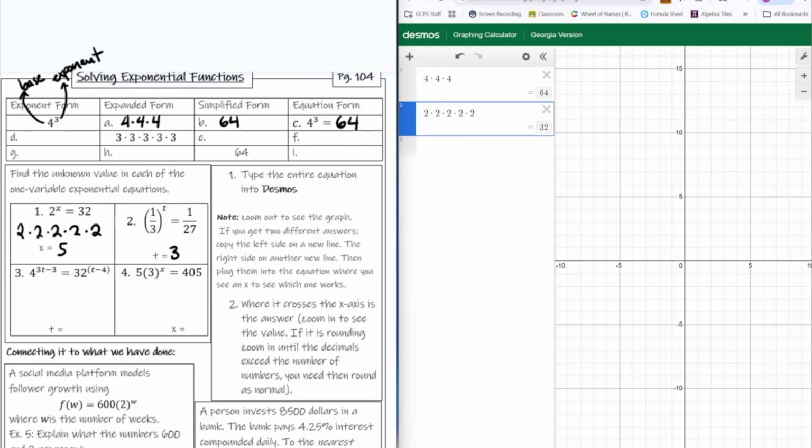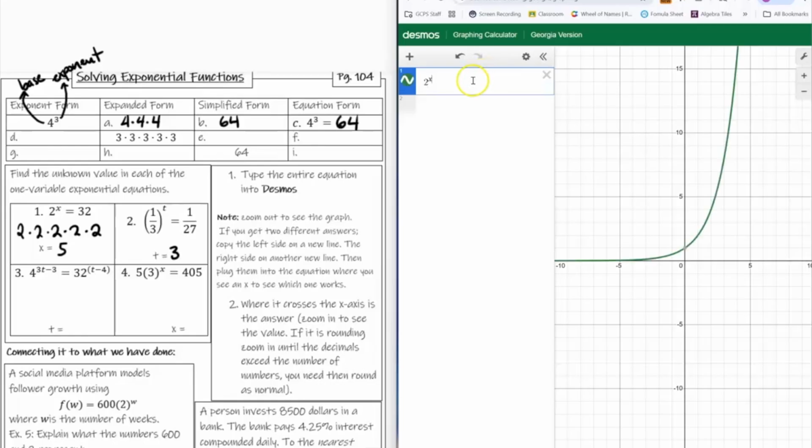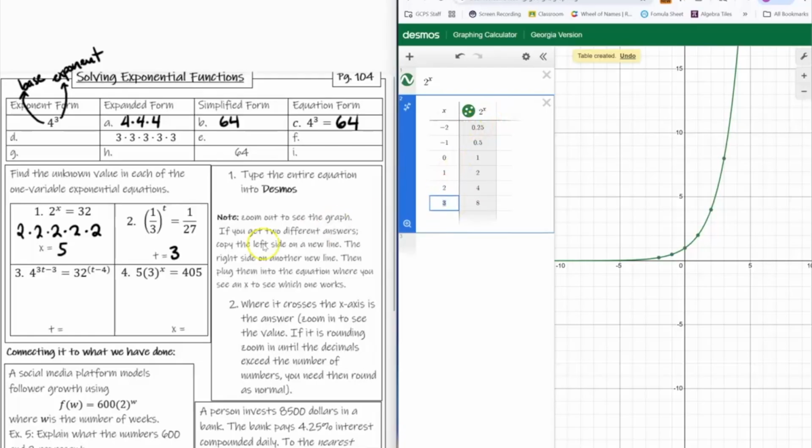Now I've talked to you about how to do that by hand, but of course we are also going to do this by calculator. So go ahead and type in the exponential form, which is going to be 2 to the power of x, like we've done in this unit. The only difference is usually we hit table and we press enter, enter, enter until I get whatever I'm looking for, which is 32. Boom, right there. So x is 5.